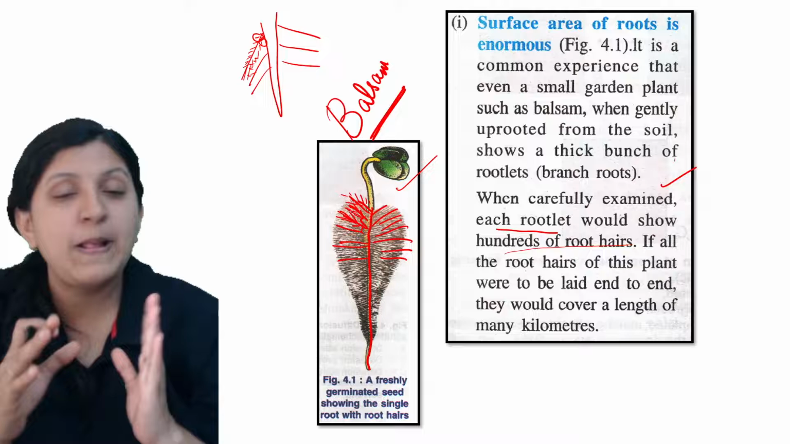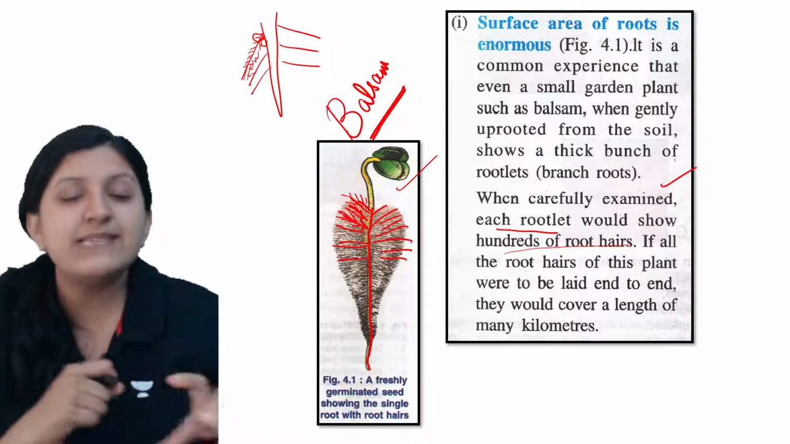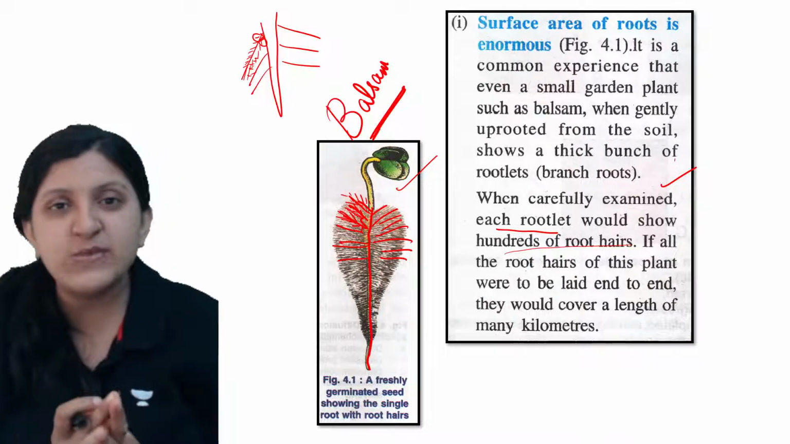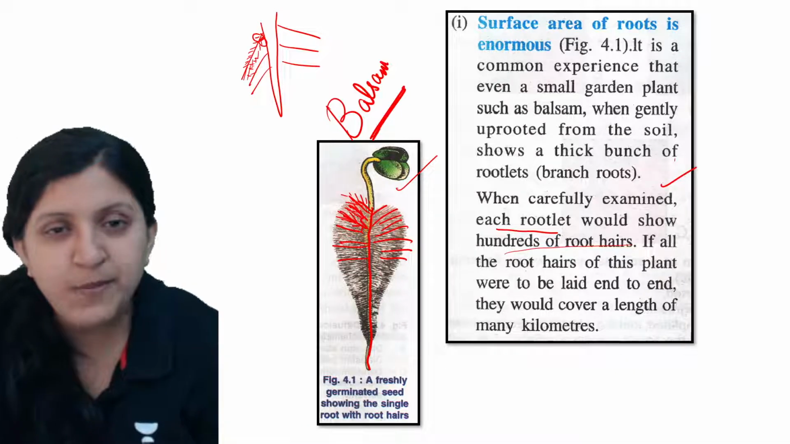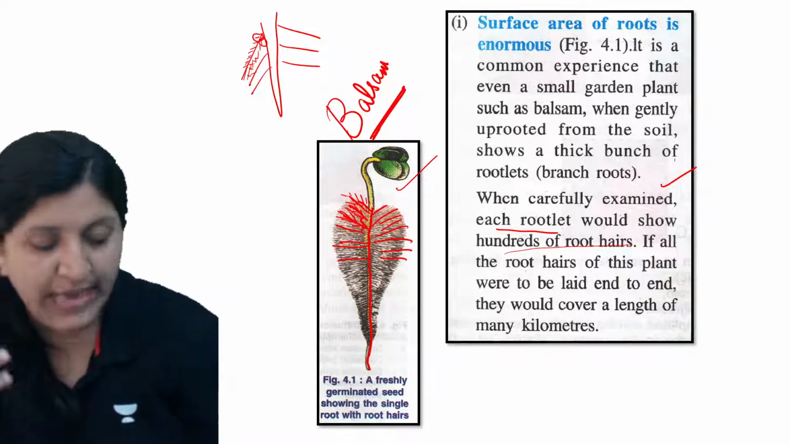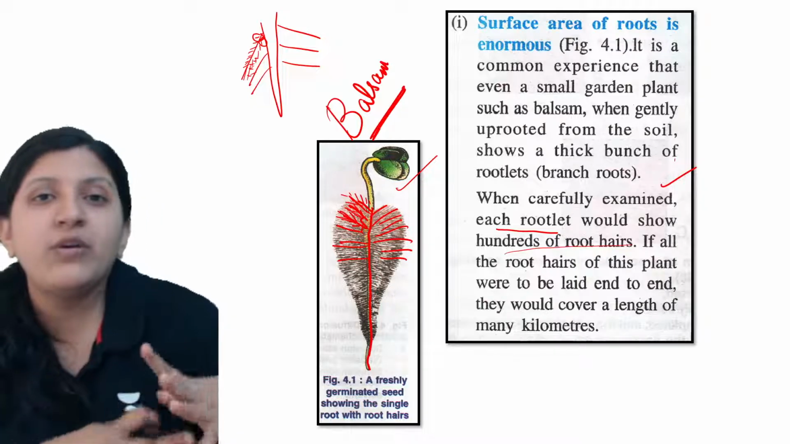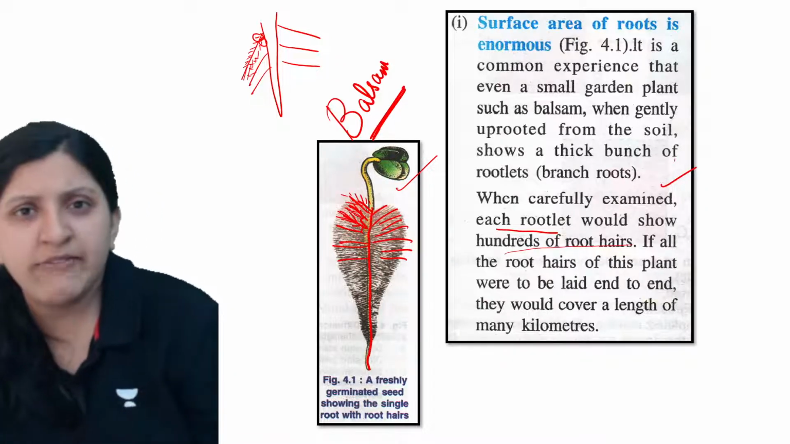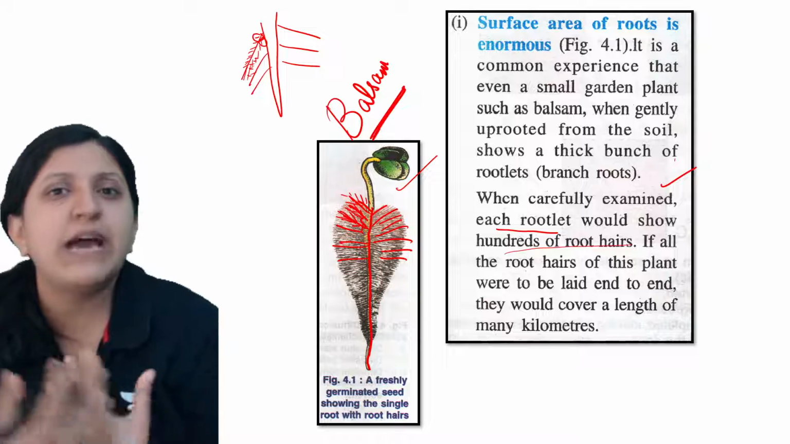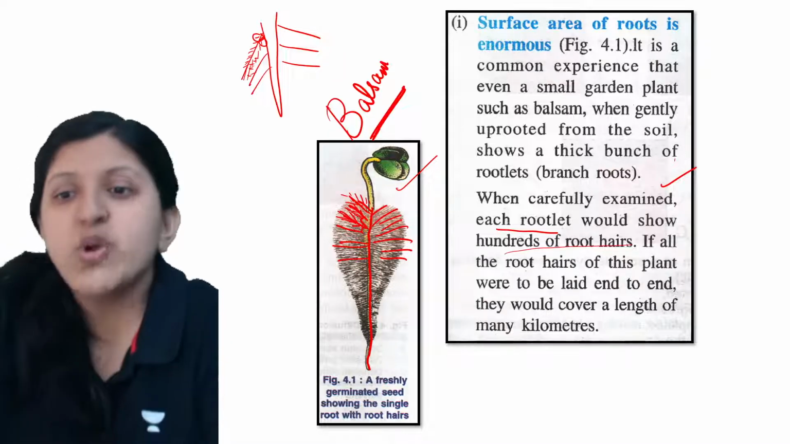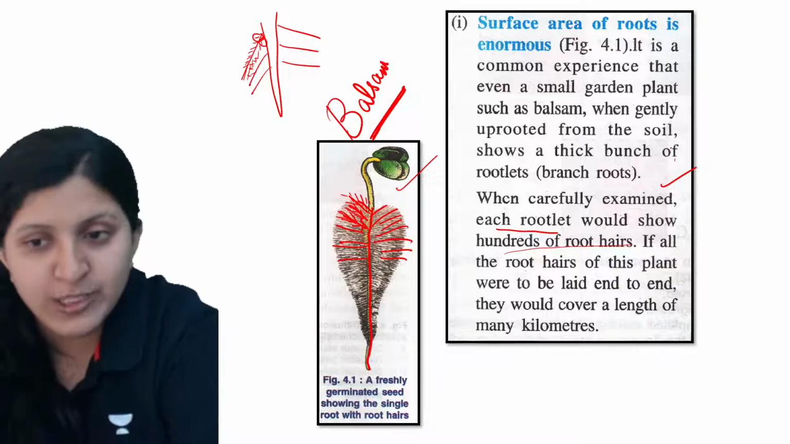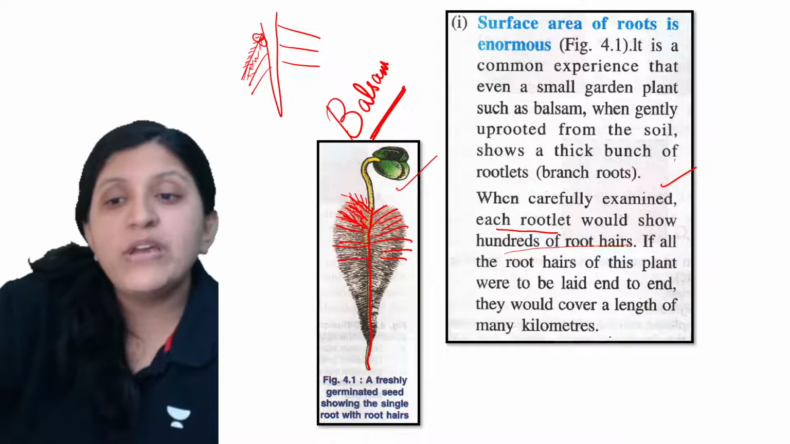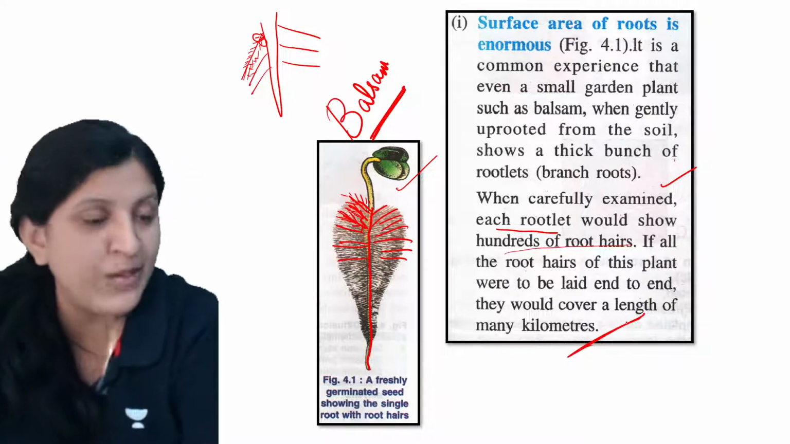So that means, being in the same place, it is covering the maximum possible area. Wherever the water availability is there, mineral availability is there, this is going to take up that water and mineral. So if all the root hair of this plant were to be laid end to end, they would cover a length of many kilometers.